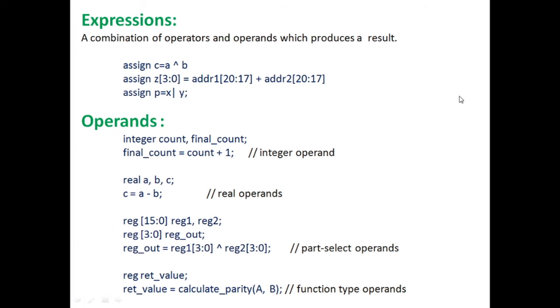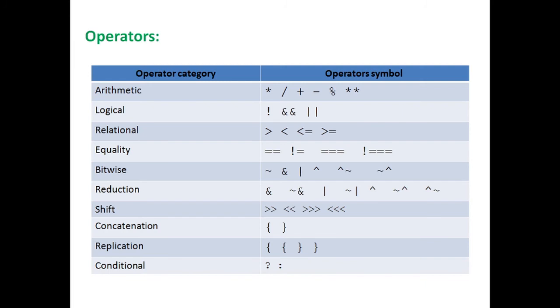I have here count and final count as variables. These variables may be an input, output or in between in a circuit, but they are of type integer, so we call them integer operands. Here A, B, C are real operands, because once these variables are declared with some data type, we call them real operands. And this is a path select operand, function type. I will discuss the function type in the topic of tasks and functions. That's it about operands, and let us move to operators.